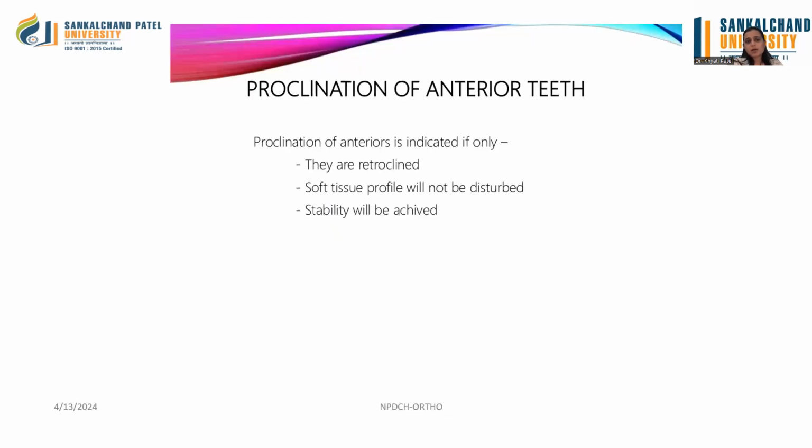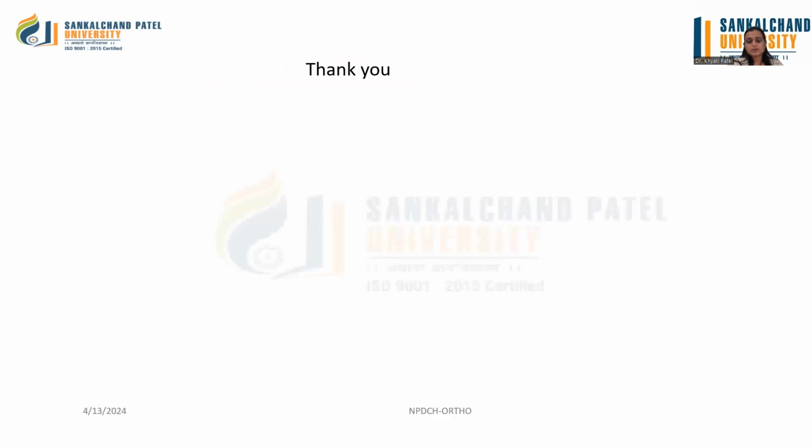So these are all the techniques of getting space. We start with expansion, proximal stripping, derotation of the posterior teeth, then proclination of the anterior teeth, different expansion methods, and uprighting of the posterior teeth. With all these techniques, we can get the space and utilize it, and we can treat the patient non-extraction. Thank you.